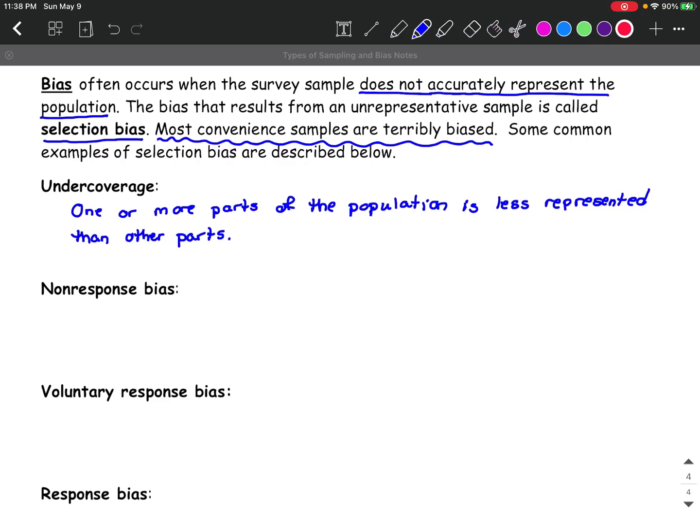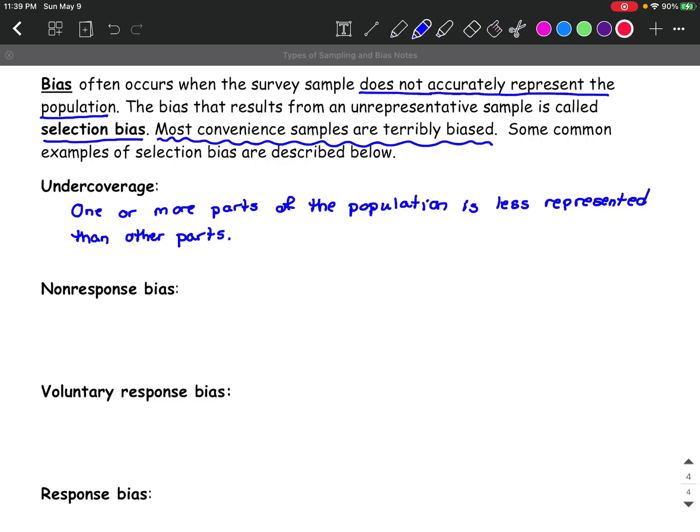If a radio station is asking what your favorite type of music is, but they're a country music station, you're probably going to get a lot of people that say country music is their favorite. And that's not really going to be representative of everybody because I'm pretty sure for most of you, country music isn't your favorite music.